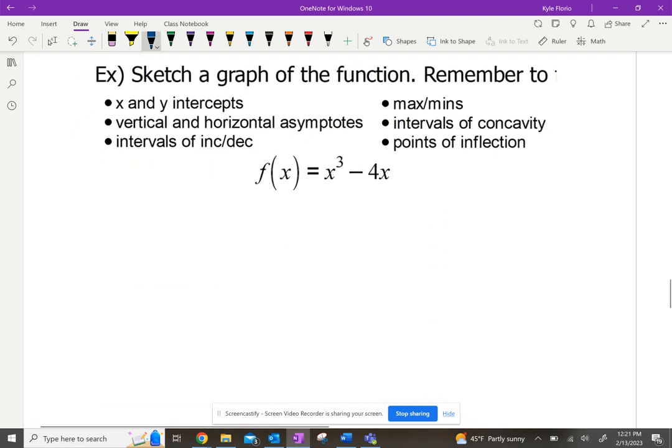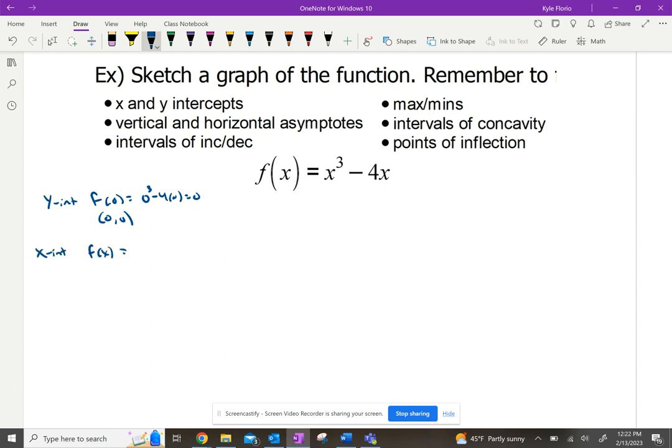All right. It's good to have graph paper out when we do this, but if you're going to use notebooks, that's fine for now. Let's go and find everything. Let's find the x and y-intercepts. The y-intercept is going to be the easiest to find. We just want to find out what f of 0 is, which is 0 cubed minus 4 times 0, which is 0. So (0, 0). To find the x-intercept, we want to find out when f of x equals 0. So when does x cubed minus 4x equal 0?